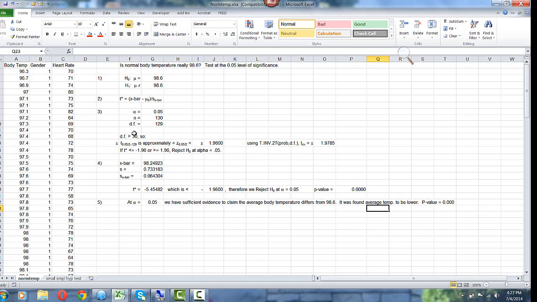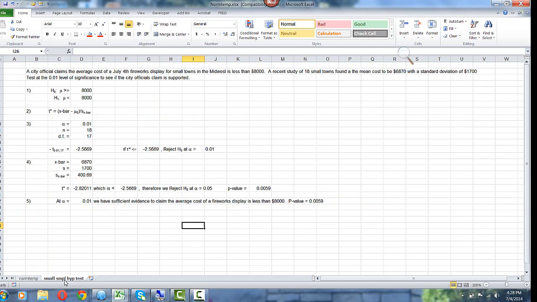Be able to go through the 5 steps. Make sure you know whether it's a two-tailed test or something else. Make sure you know whether you're going to use a Z or a T. Okay, and then just go through from there. Know what your alpha is and come up with the appropriate decision rule, and then come up with your test statistic value, your T star in this case, and make the appropriate conclusion.